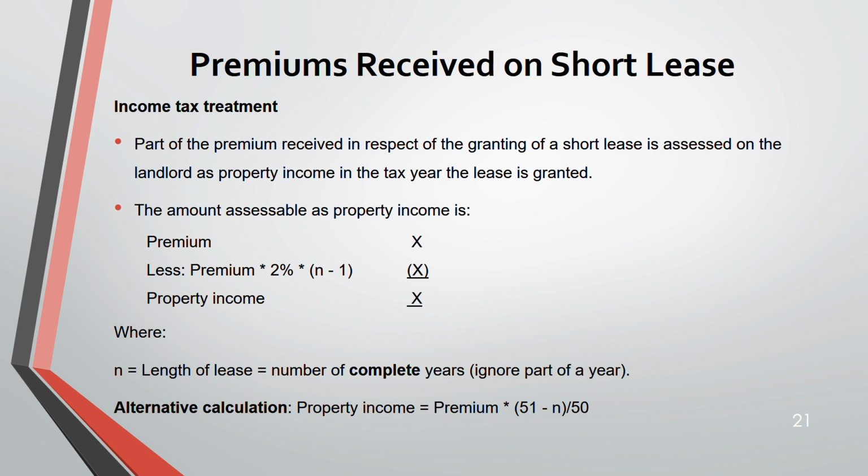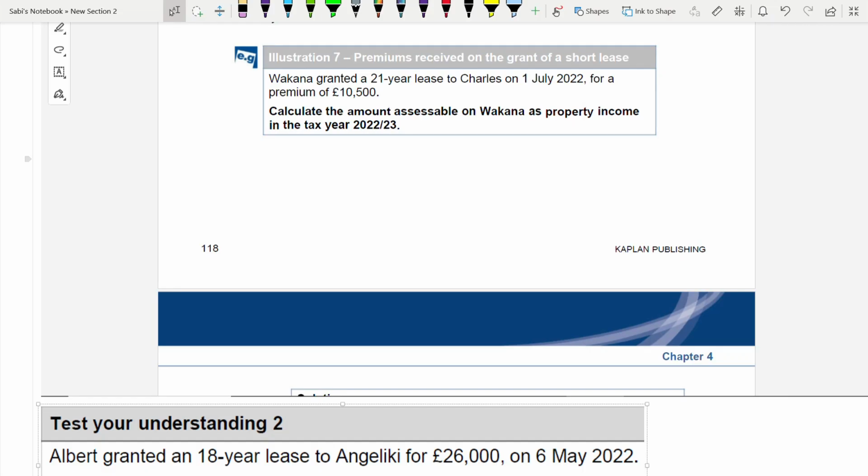Now, let's do a question on this. The formula for the leases, premium into 51 minus N divided by 50, and also the first method, are not going to be given to you in your exam. You need to memorize the formula. In fact, you need to look at your formula sheet. What are the formulas that will be given to you in your taxation exam? You should be very well aware of it. There is a list of some formulas which is given. Some tax rates, mileage allowances, these are given. Some which are not given, you need to definitely memorize.